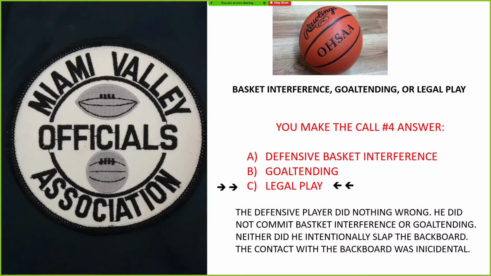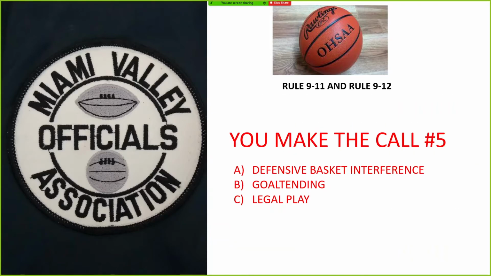Now, Rayshawn will help us make the call. Thanks, Larry. You made the call number 5, Rule 9-11 and Rule 9-12. Is it A, defensive basket interference, B, goaltending, or C, legal play?